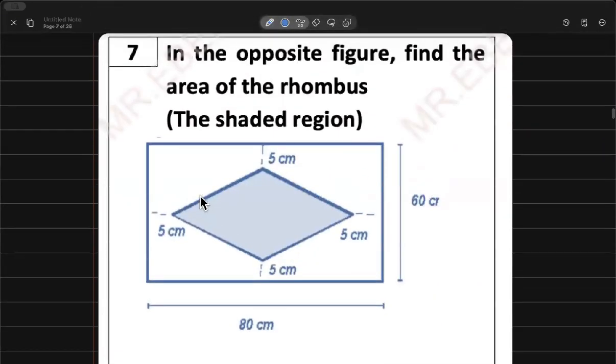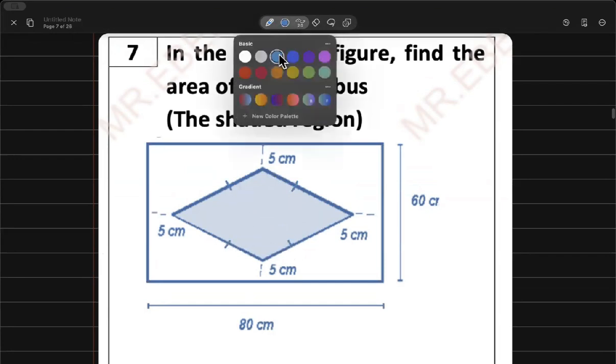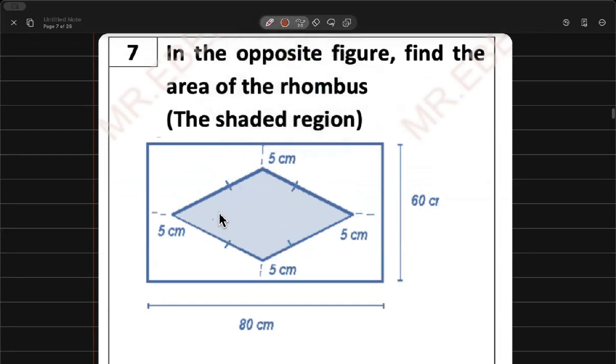Let's move to the next question, question 7. In the opposite figure, find the area of the rhombus. So this is the rhombus. You know that in the rhombus, all sides are equal in length, and the two diagonals are perpendicular and bisect each other. So this part is 5, this is 5, this is 5, this is 5. The width of the rectangle is 60 and the length is 80.